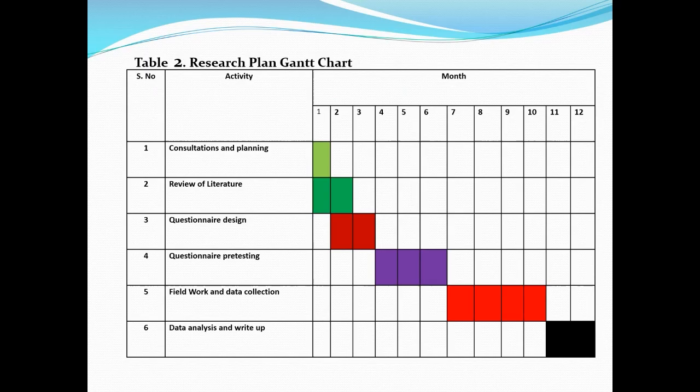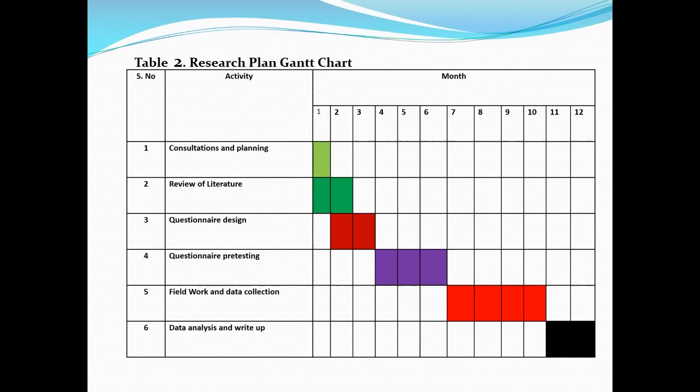Then I talked about the Gantt chart. Gantt chart in research helps to put the researcher at alert, on course, on what time he or she has to perform what operation. I can use this as a pointer, for instance, to be precise on time and to be guided by time.